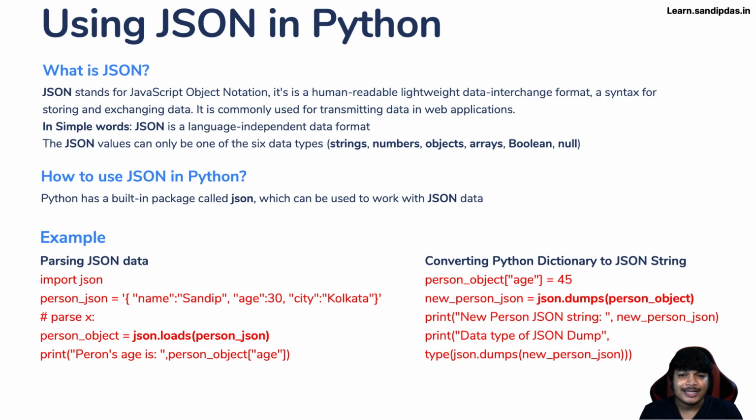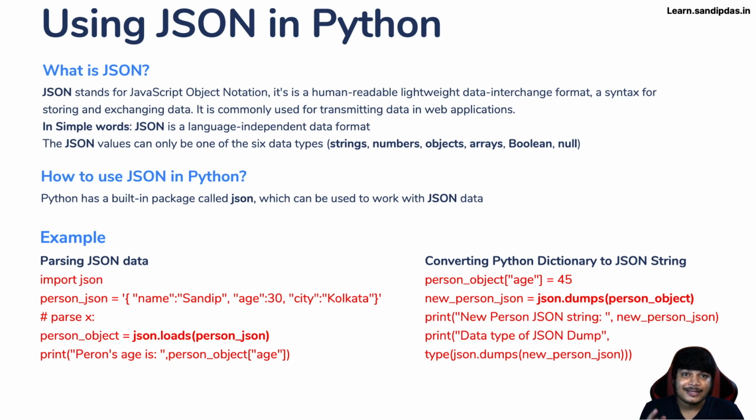In simple words, JSON is a language-independent data format. All languages have some kind of JSON handling libraries or modules, and they use JSON if you want to transmit data from one application to other applications. Now, how to use JSON in Python?